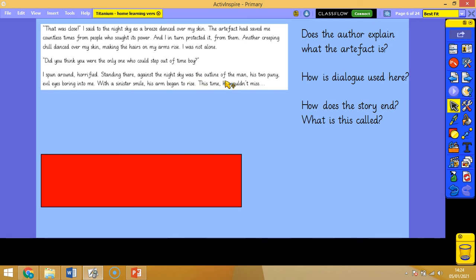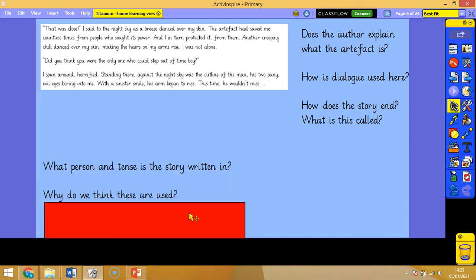Okay, this is called a cliffhanger, and it's deliberately left like this, so we don't know what happens to the man or the writer. Will he survive? Will the artifact protect him again? We don't know. So that is the whole point of that, is to leave the ending a little bit ambiguous to make the reader keep on guessing.